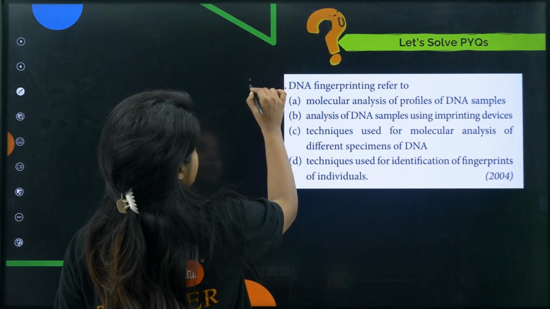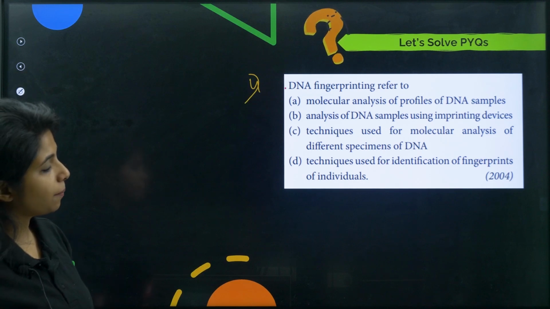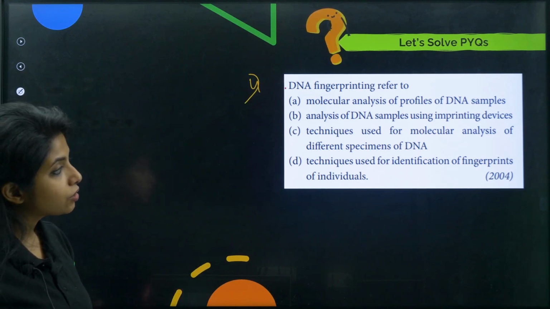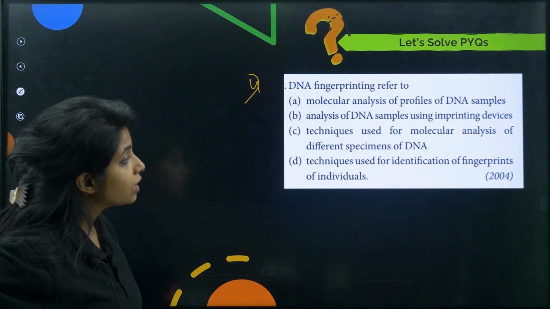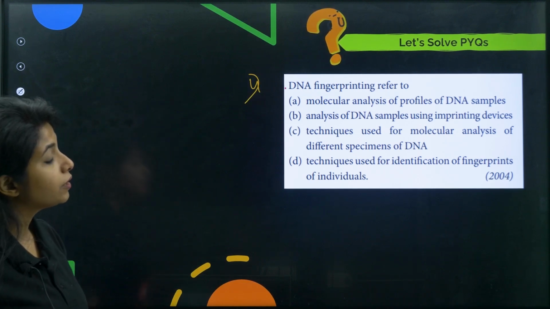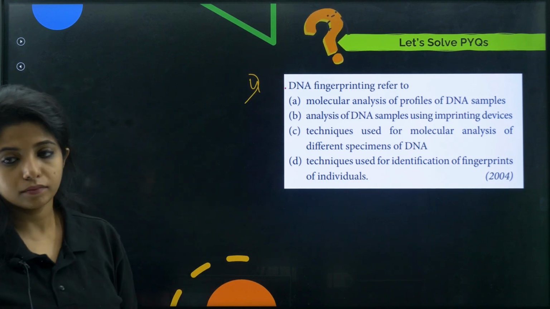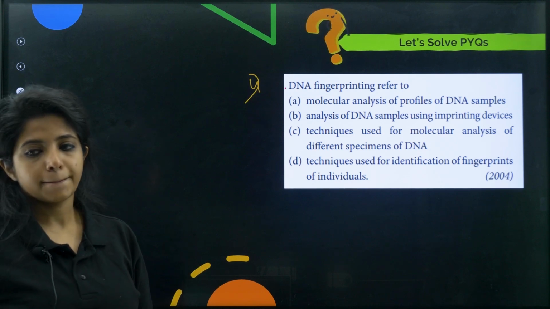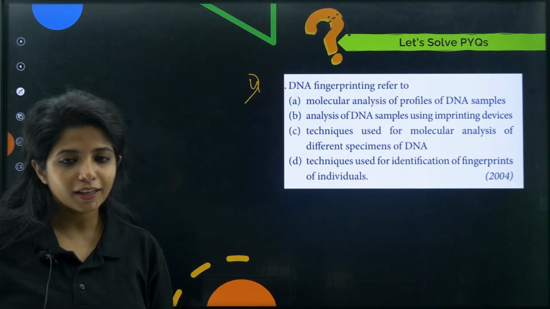Now, the fourth question. DNA fingerprinting refers to molecular analysis of profiles of DNA samples, analysis of DNA samples using imprinting devices, technique used for molecular analysis of different specimens of DNA, or technique used for identification of fingerprints of individuals. Tell me, DNA fingerprinting refers to what? What is the correct answer? You can put it down in the comment section.